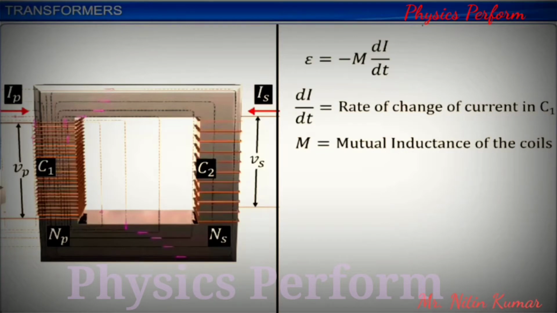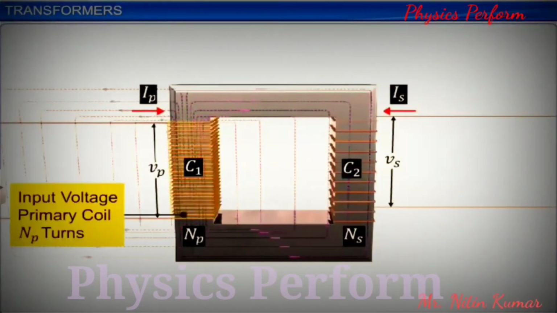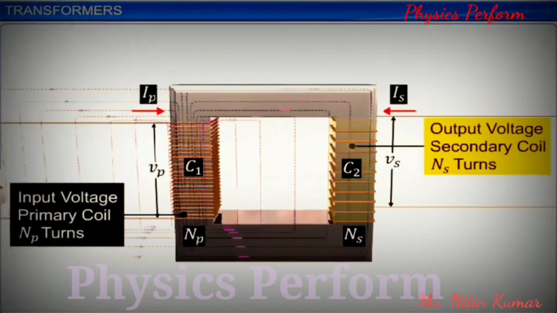The coil C1, at which input voltage is applied, is called the primary coil, and the coil C2, at which output voltage is obtained, is called the secondary coil. Let the number of turns in these coils be Np and Ns respectively.